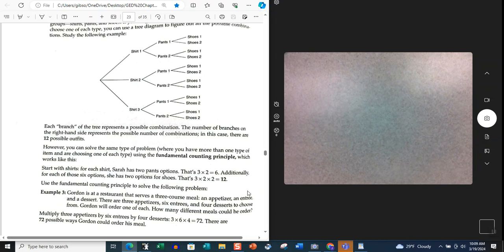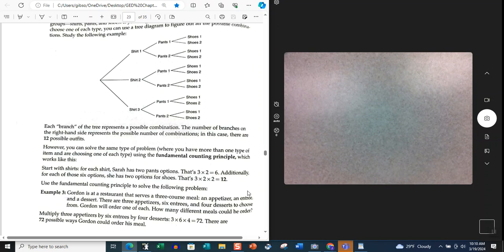Use the fundamental counting principle to solve the following problem. Gordon is at a restaurant that serves a 3-course meal, an appetizer, an entree, and a dessert. There are 3 appetizers, 6 entrees, and 4 desserts to choose from. Gordon will order one of each. How many different meals could he order?